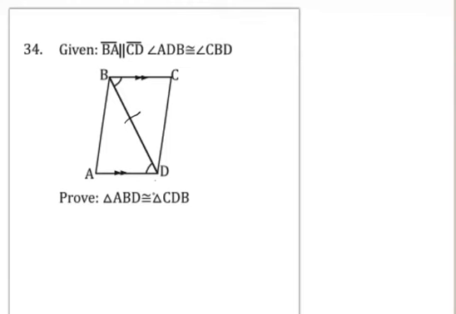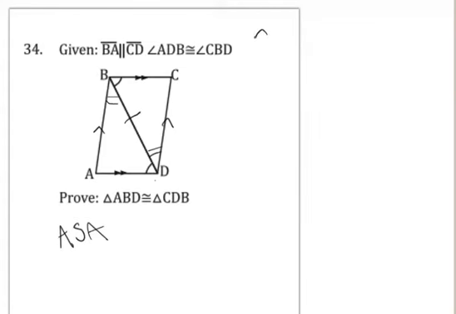We want to look for any other additional information that we can pull from here. When we're looking at this, we see that BA is parallel to CD. So those are also parallel, which means I have another set of alternate interior angles. That gives me angle side angle. So I want to prove this by angle side angle.